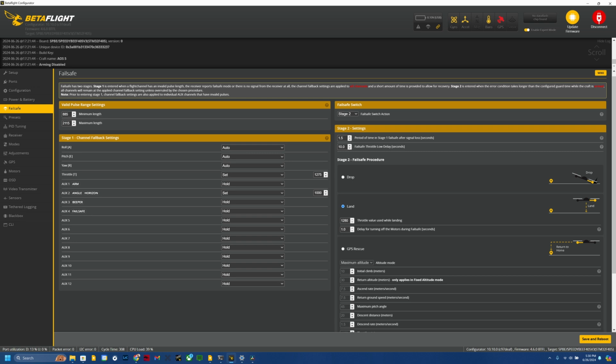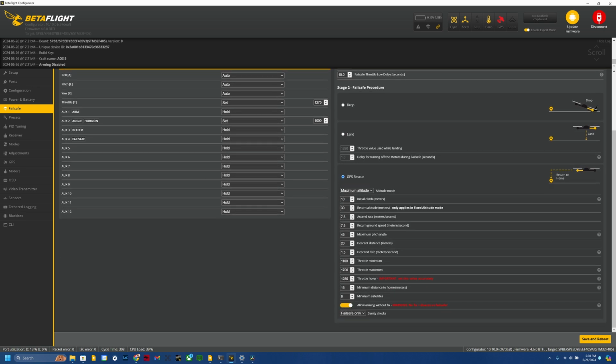Once you've done that, then you can go back and change this back to stage 1 and change this back to GPS Rescue. And again, I've got my throttle value set at 1280, and I'm using a minimum of 6 satellites, since our mRID module will broadcast a message with 6 satellites. And in this case, I'm allowing an arm without a fix. So those are my options that I've selected, and with those, we're set to go out and do a test.